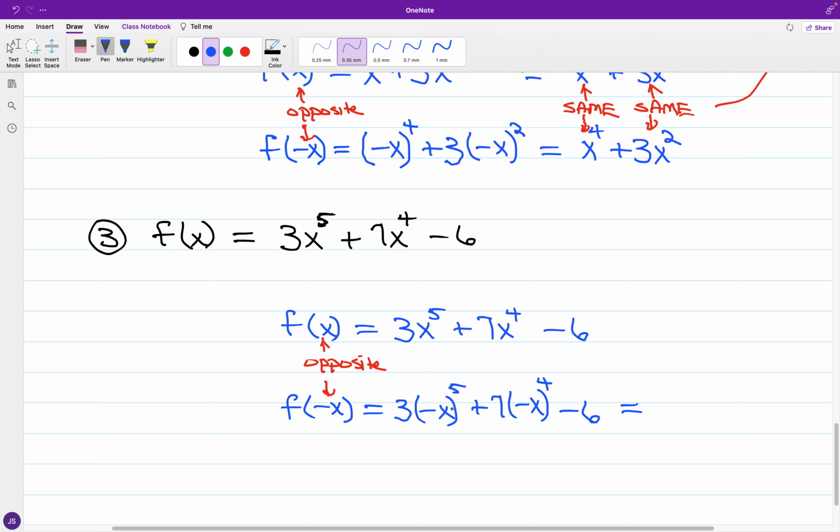Now for negative terms raised to odd powers, again we have a negative. So we have 3 times the negative of x to the fifth, so this will be minus 3x to the fifth. Negative x to the fourth is going to be a positive x to the fourth, multiplied by 7. So plus 7x to the fourth and minus 6. That is already locked in as the constant.